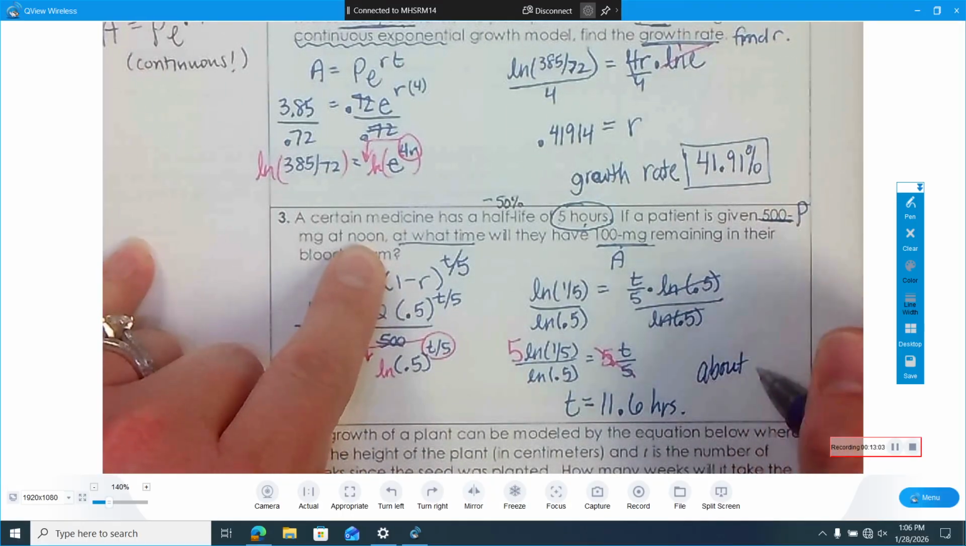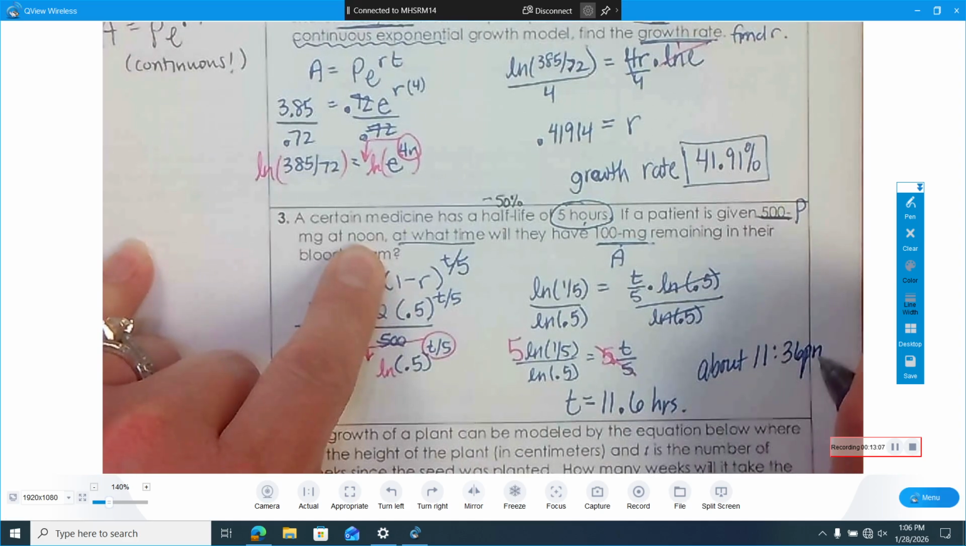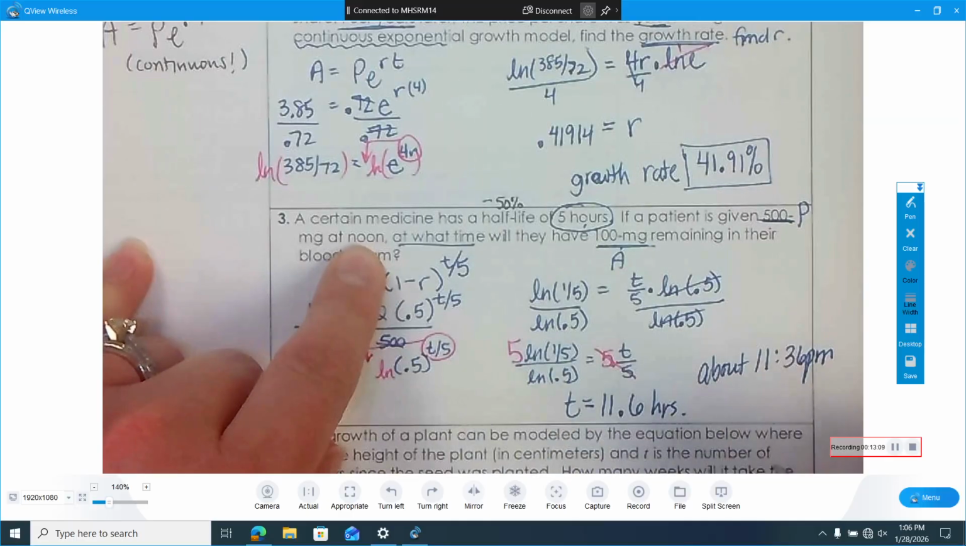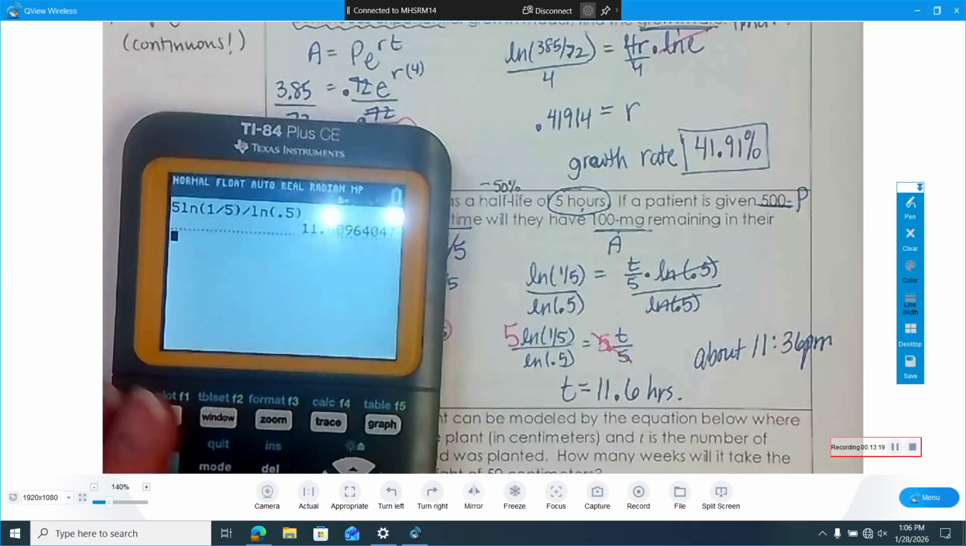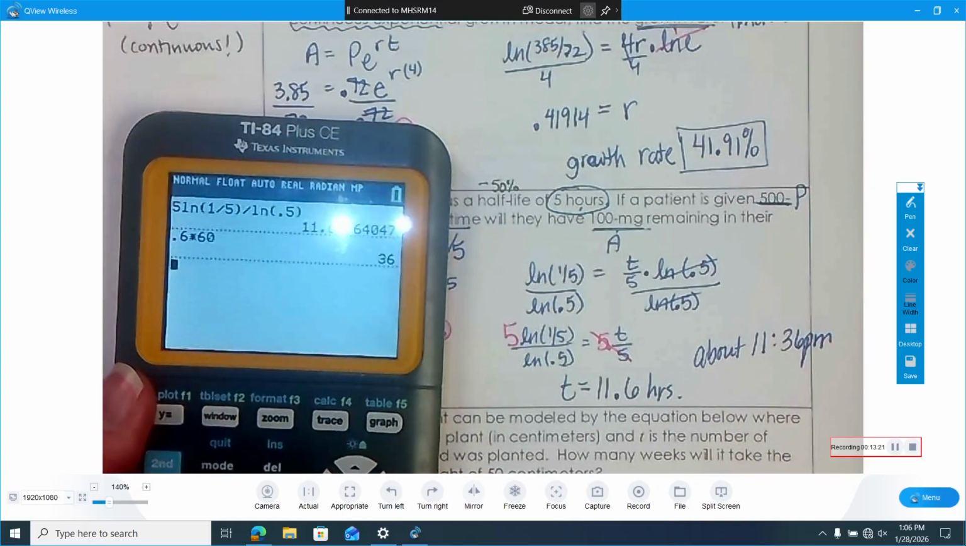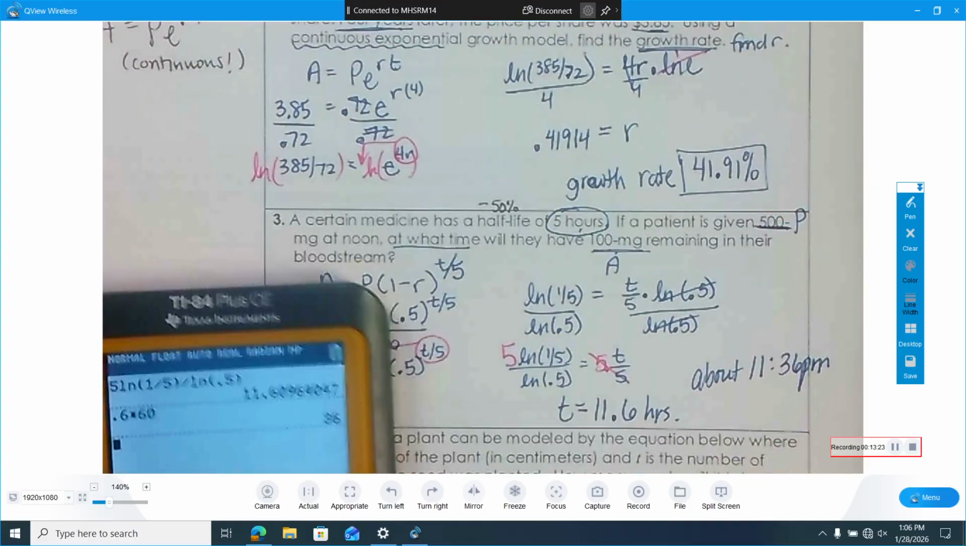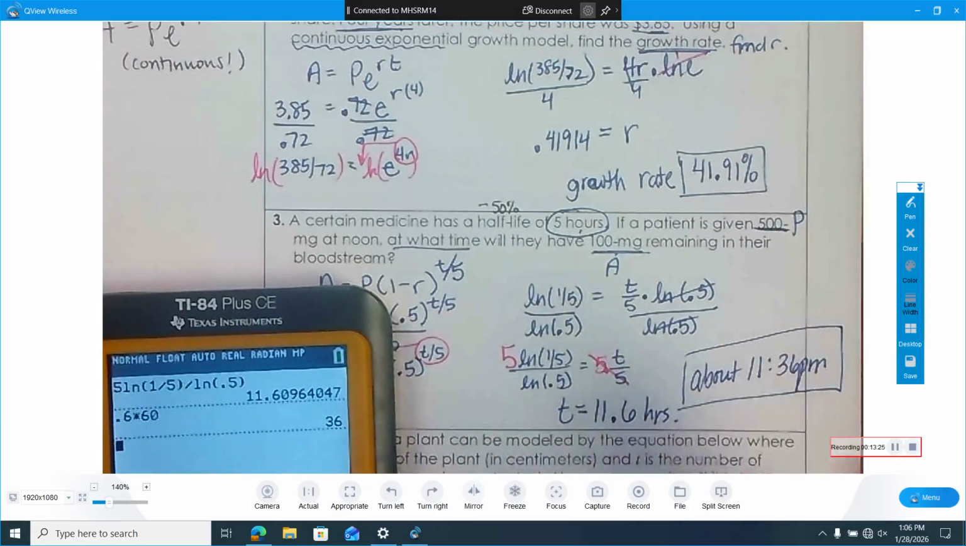Yeah, about 11:30. How did you get 11:36? 60 times 0.6. Yeah, this is 6/10 of an hour. So we have to take 0.6 times 60 minutes. 0.6 times 60 minutes is 36. All right.